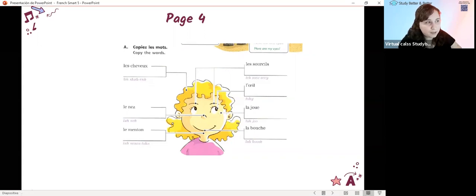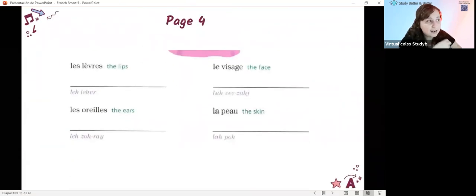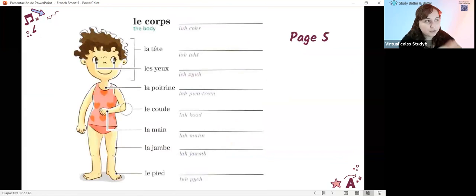And here we have les lèvres, les oreilles, le visage, la peau. And for the body, we have le corps. And also remember that this word finishes with an S. It doesn't mean that you have many bodies. We have only one body, right? But it ends with an S.